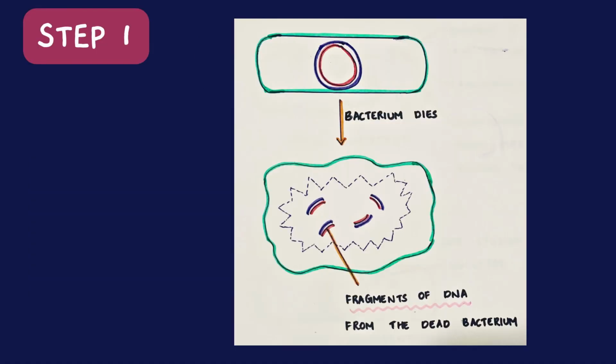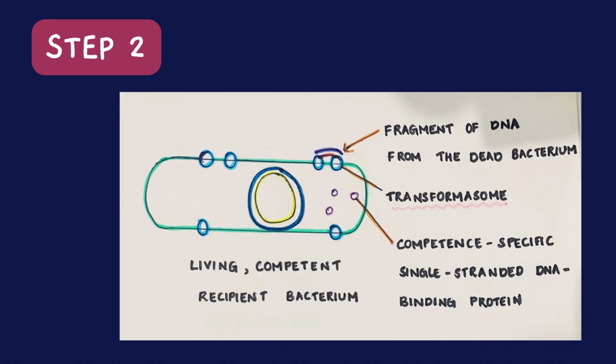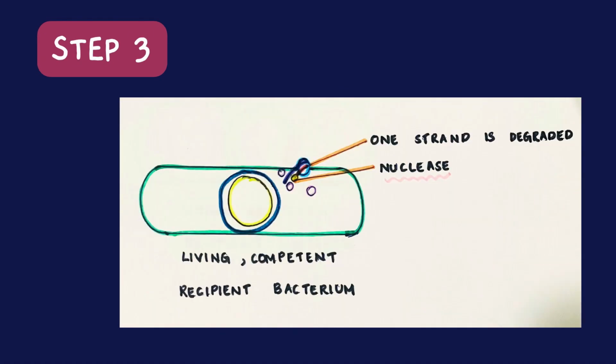During transformation, DNA fragments are released from a dead degraded bacterium. These DNA fragments are usually about 10 genes long. DNA fragments released from the dead donor bacterium bind to the DNA binding proteins, that is, transformosomes, on the surface of a competent living recipient bacterium. A nuclease degrades one strand of the donor fragment and the remaining DNA strand enters the recipient bacterium. Competent-specific single-stranded DNA binding proteins bind to the donor DNA strand to prevent it from being degraded in the cytoplasm.